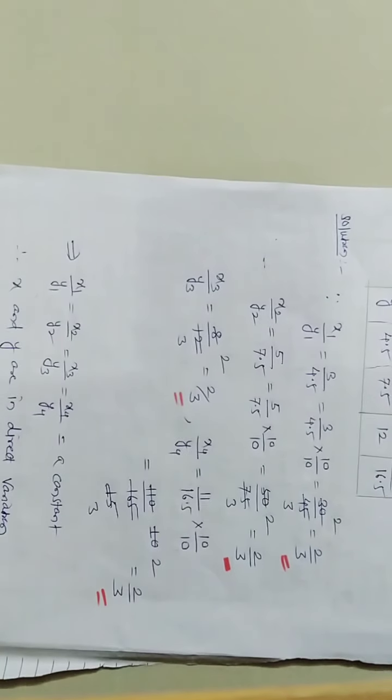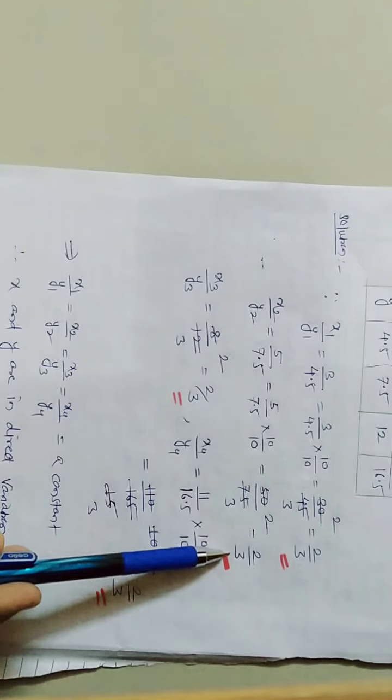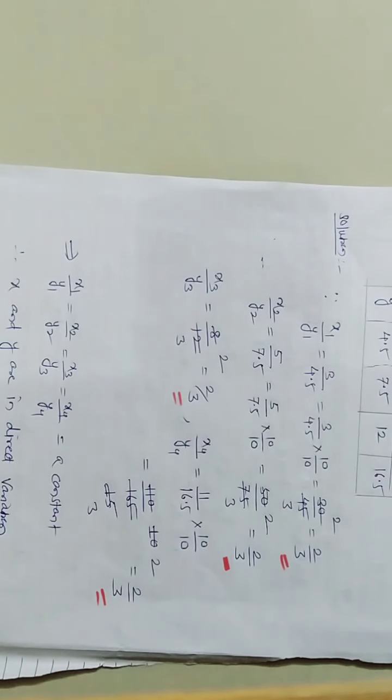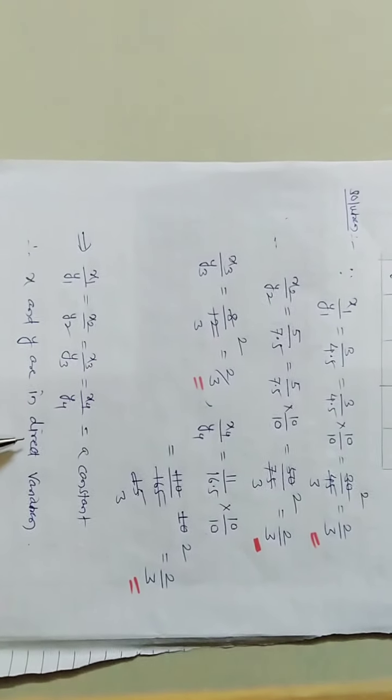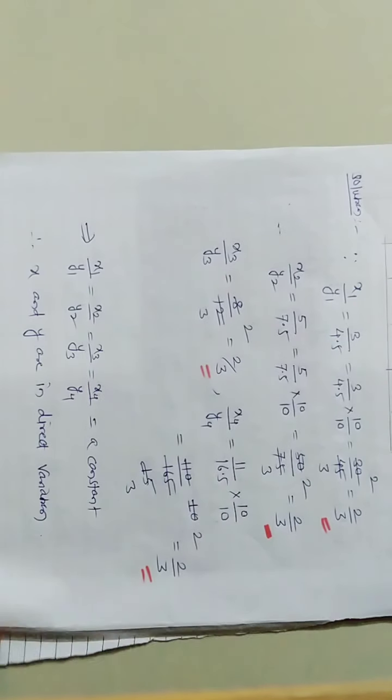Now here you can see, this implies that x1 upon y1 is equal to x2 upon y2 is equal to x3 upon y3 is equal to x4 upon y4 is equal to a constant, and that constant value is what? 2 upon 3, 2 upon 3, 2 upon 3 and 2 upon 3. So therefore x and y are in direct variations. Now we'll see the second example.